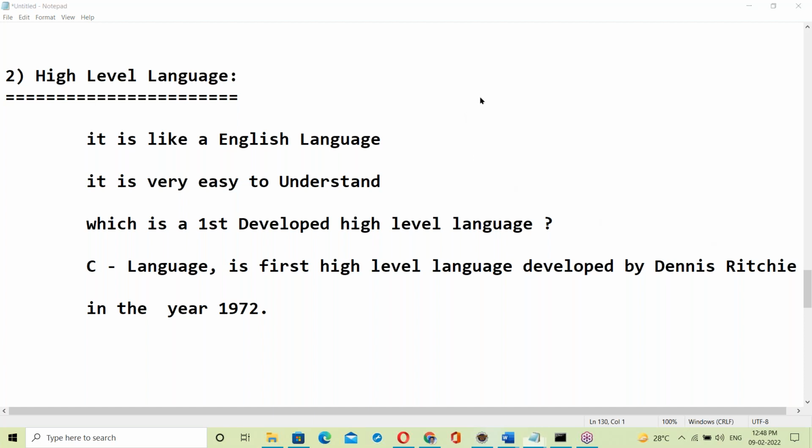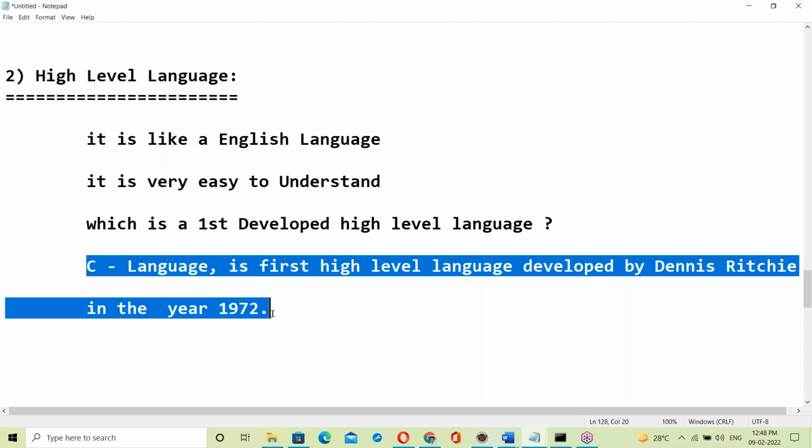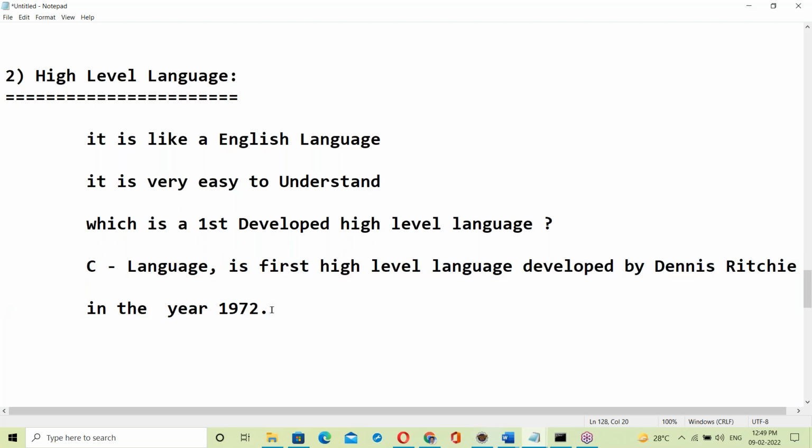C is the first high level language. After C language, next C++, with the OOPs concept. After C++, next Python. After Python, Windows OS. After Windows OS, VC++ was developed. Next, Java was developed. Like this, there is some history.